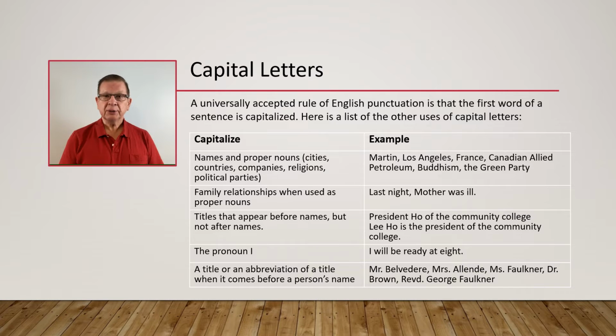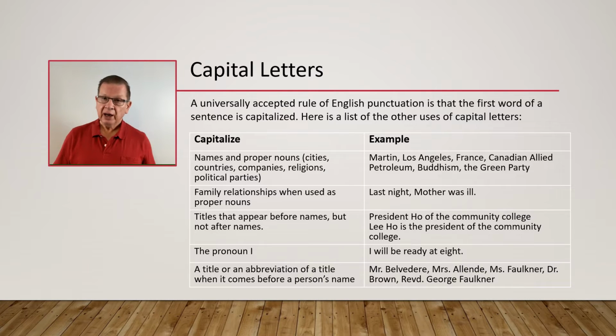Family relationships when used as proper nouns. Example: last night Mother was ill. Titles that appear before names, but not after names. Example: President Ho of the community college, but Lee Ho is the president of the community college. Here, president is not capitalized.